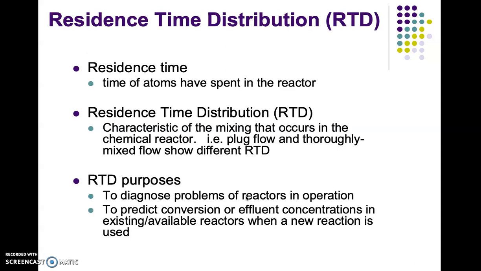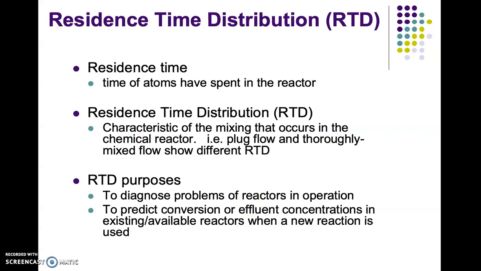So again, what is RTD, residence time distribution? It is the time atoms spend in the reactor. It can give you a characteristic of the mixing that occurs in the chemical reactor. For example, plug flow and thoroughly mixed flow show different RTDs. The purpose of RTD, like I mentioned just now, is to diagnose the problem of your reactor, whether it is running under ideal or non-ideal condition. You can also predict the conversion and your effluent concentration.